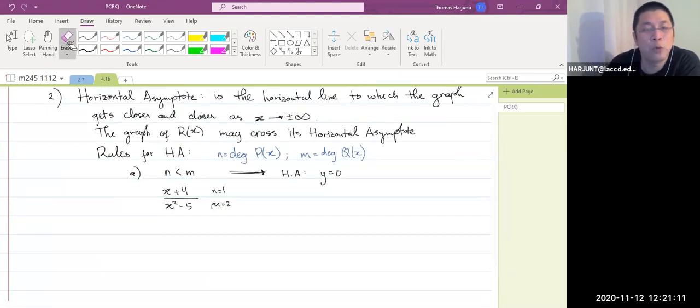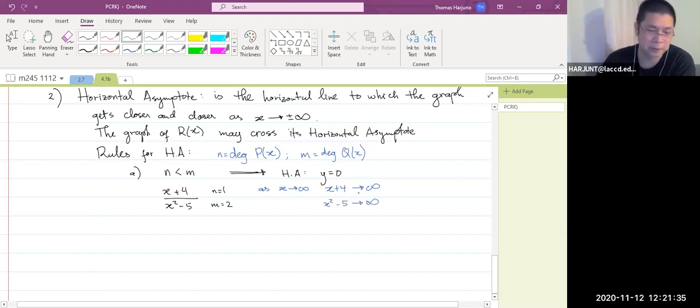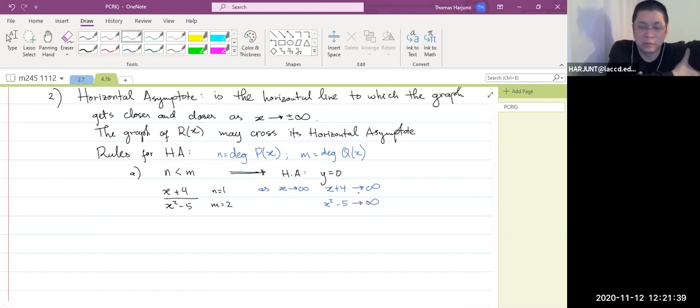Okay, now, if you wonder, but why, Thomas? Why does it get y equals 0? Well, the reason is this. Because as x goes to infinity, x plus 4 will go to infinity also, right? Now, the thing is, x squared minus 5 will also go to infinity. Both of them go to infinity, but who goes faster? Who goes to infinity faster?